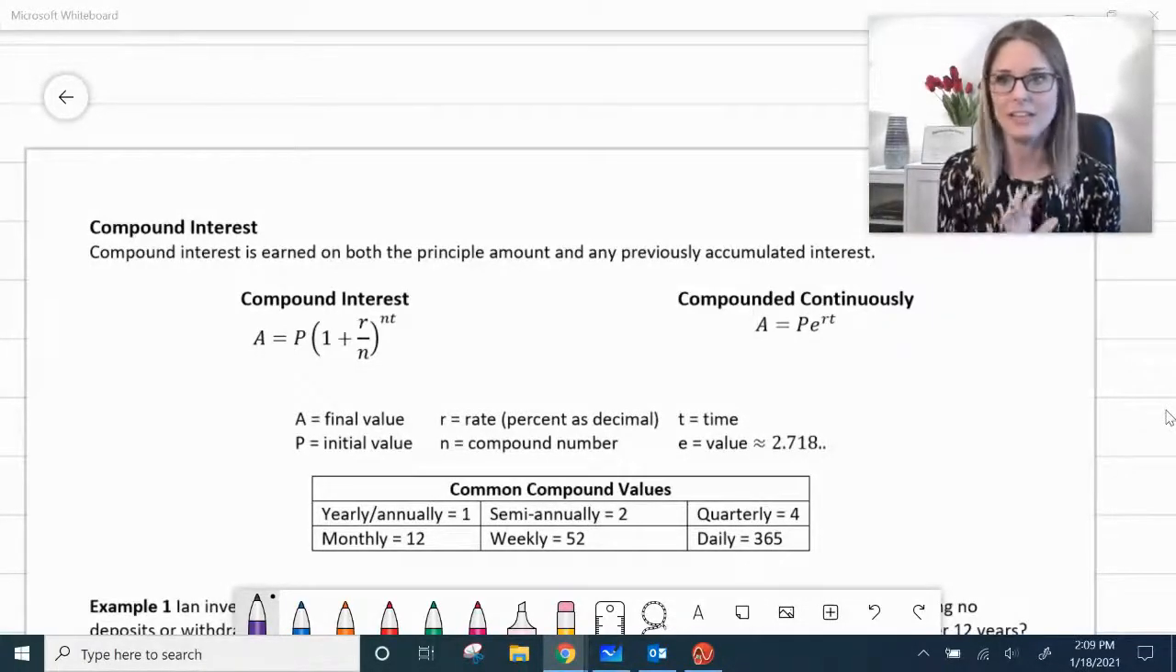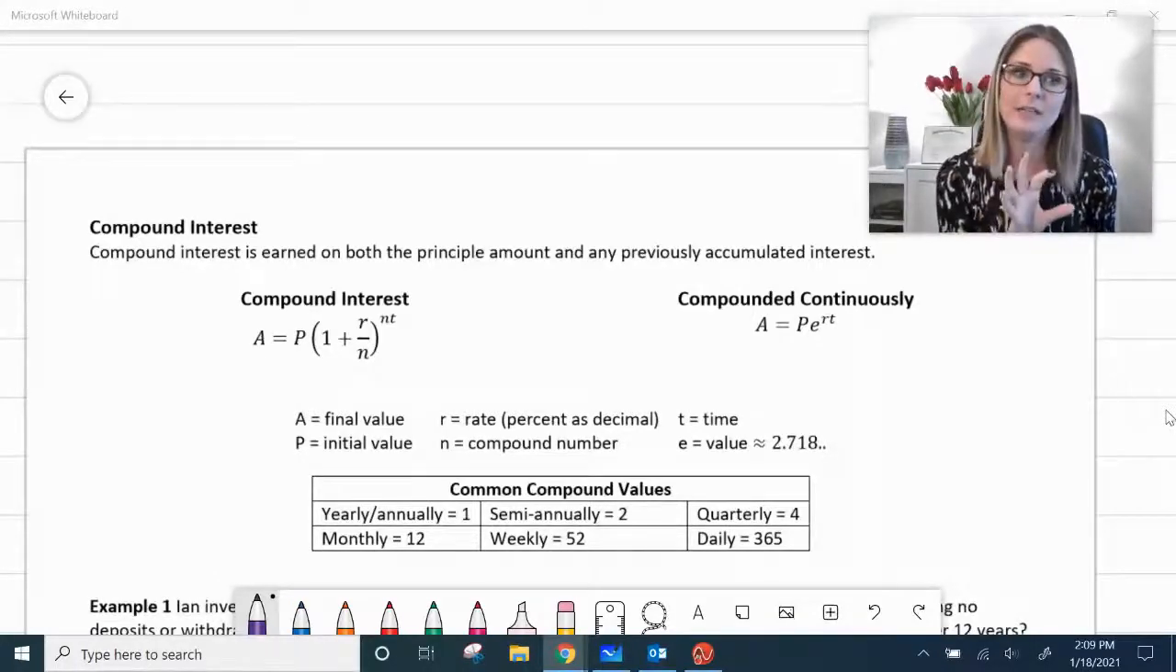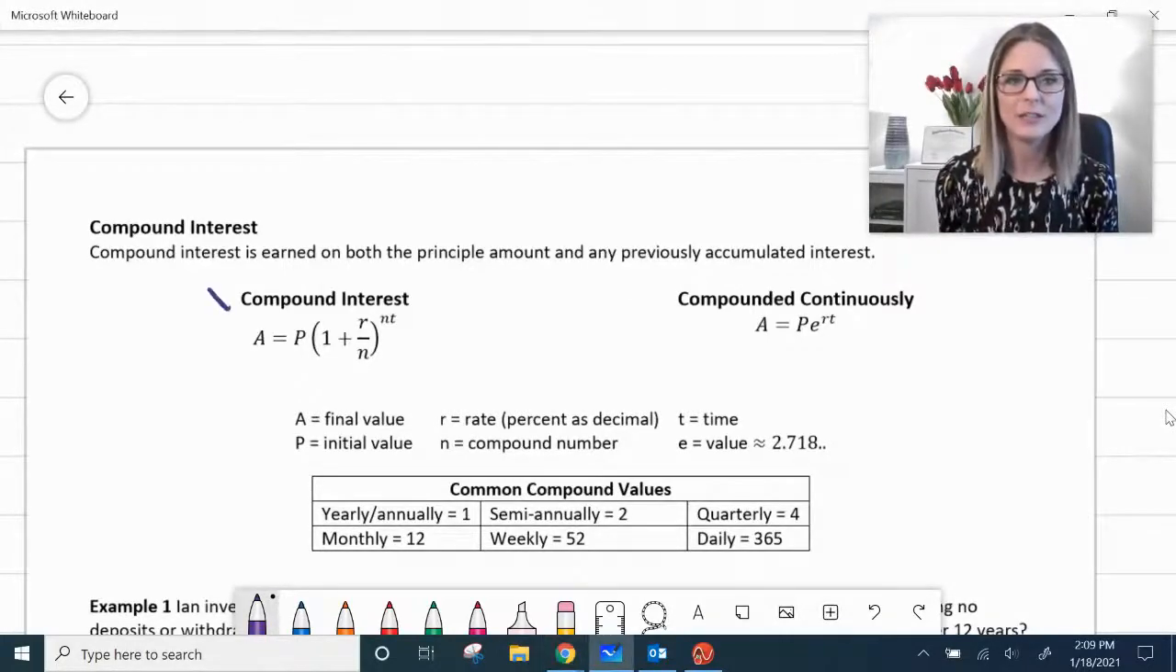This is our favorite. If we are going to invest money, we want to invest in a compound interest situation. So you have two formulas here. Your challenge for the week is knowing which formula to use when, but I promise it's super easy. So your first one is your classic compound interest formula.